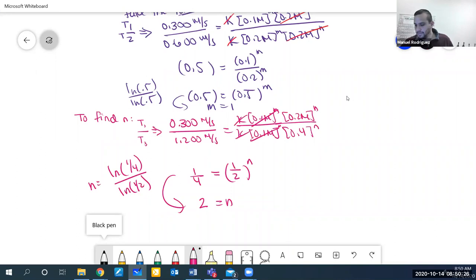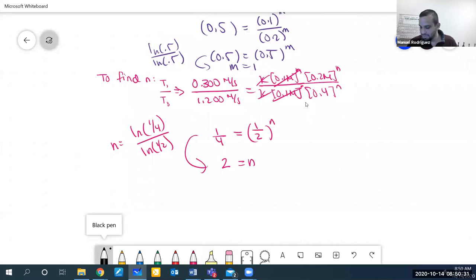So with all that information, now we know that R will equal K times the concentration of A to the first power times the concentration of B to the second power. And if you want to find K, which is the last thing we need to do, we just need to pick one trial and plug in all the information and solve for K.